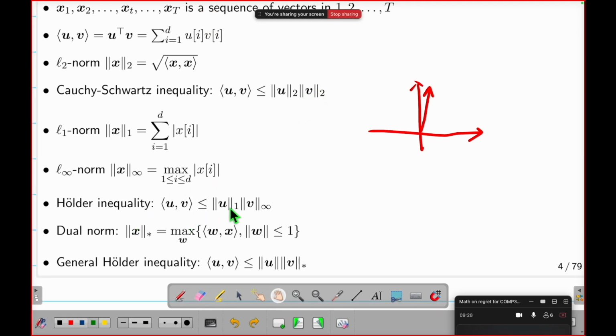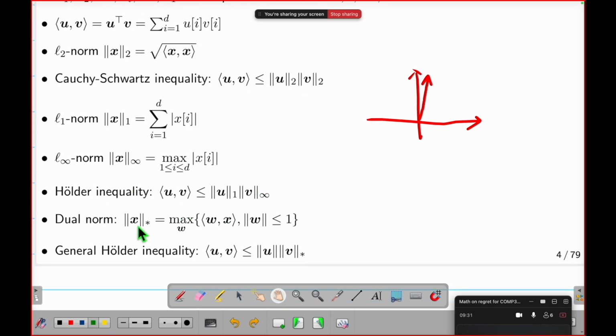And then in the same sense, if you replace these two by 1 and infinity, you have another Cauchy-Schwarz. This is just another Cauchy-Schwarz. Lastly, you have the dual and this one. I will come back to this when we talk about conjugates. We will use this later.